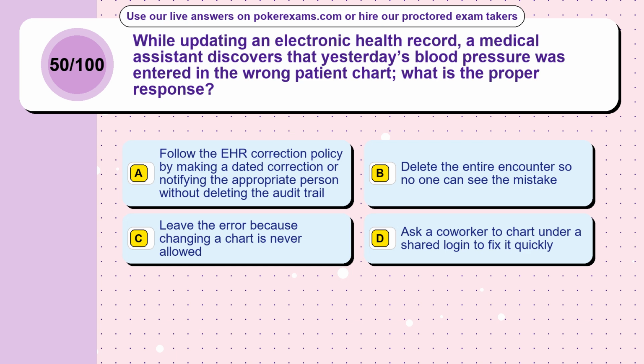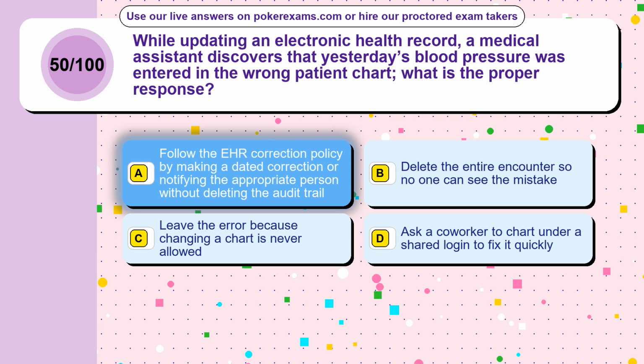Question 50. While updating an electronic health record, a medical assistant discovers that yesterday's blood pressure was entered in the wrong patient chart. What is the proper response? Option A, follow the error correction policy by making a dated correction or notifying the appropriate person without deleting the audit trail. Option B, delete the entire encounter so no one can see the mistake. Option C, leave the error because changing a chart is never allowed. Option D, ask a coworker to chart under a shared login to fix it quickly.